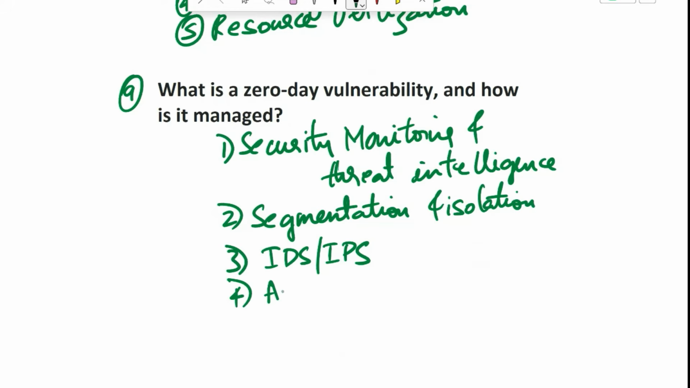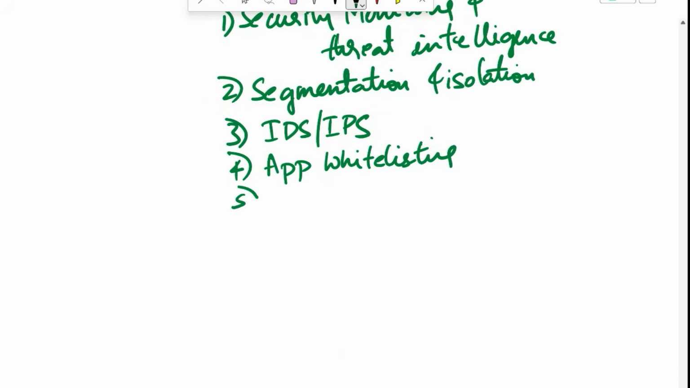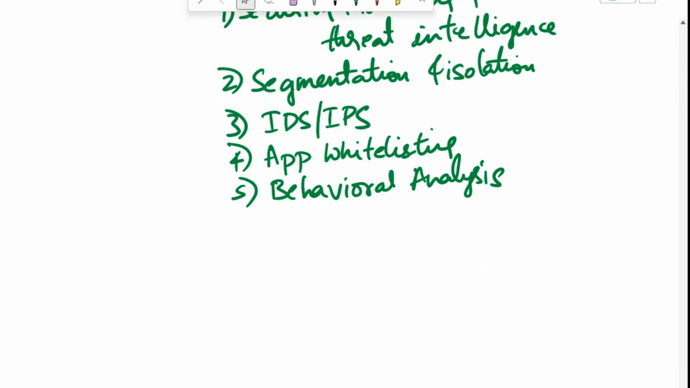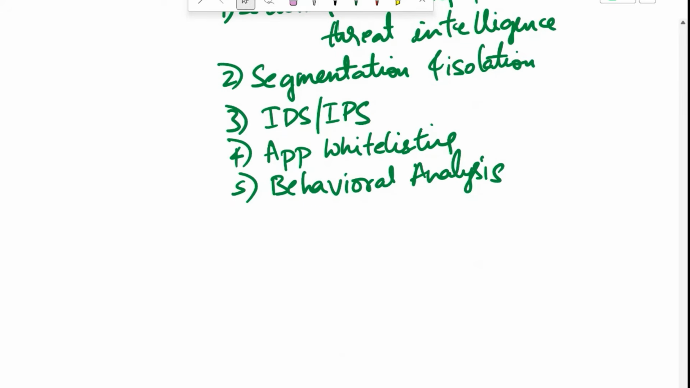Next is application whitelisting. Employ application whitelisting to allow only approved software to run on systems. This helps prevent the execution of malicious code associated with zero-day exploits. Next one is behavioral analysis. Implement behavioral analysis tools to monitor system activities for unusual behaviors or patterns that may indicate the presence of zero-day attacks.